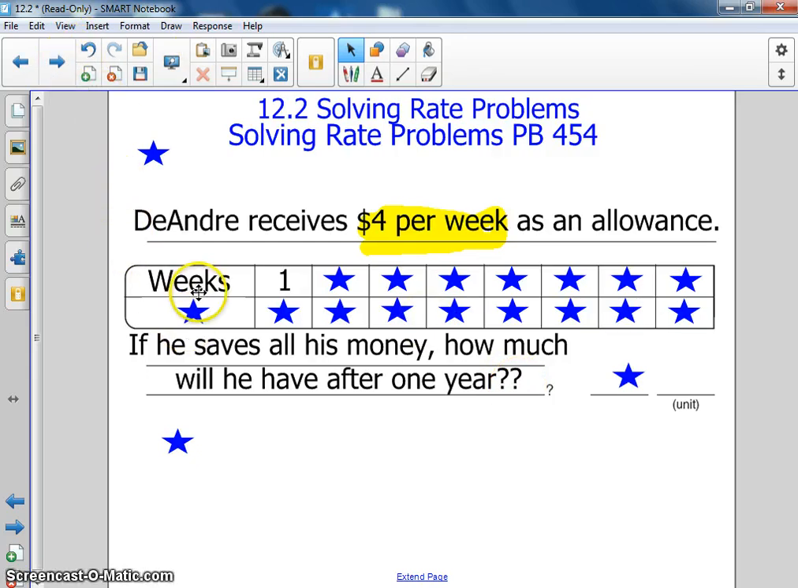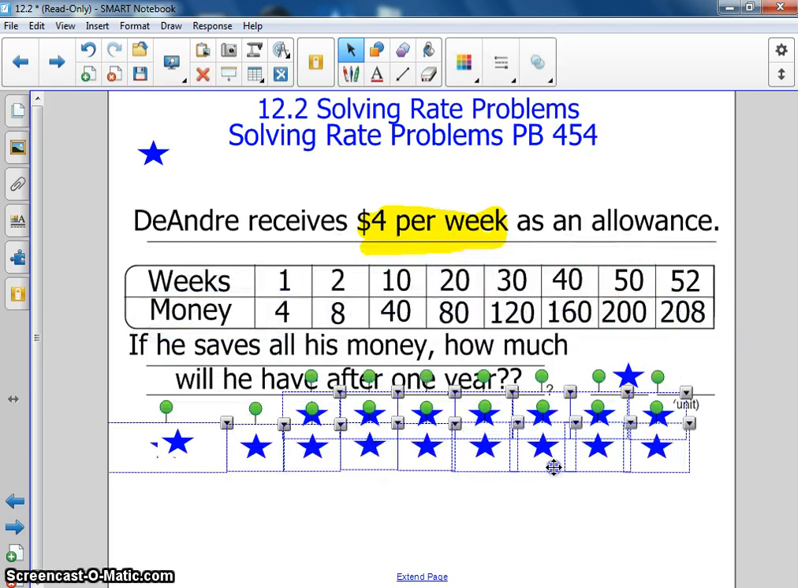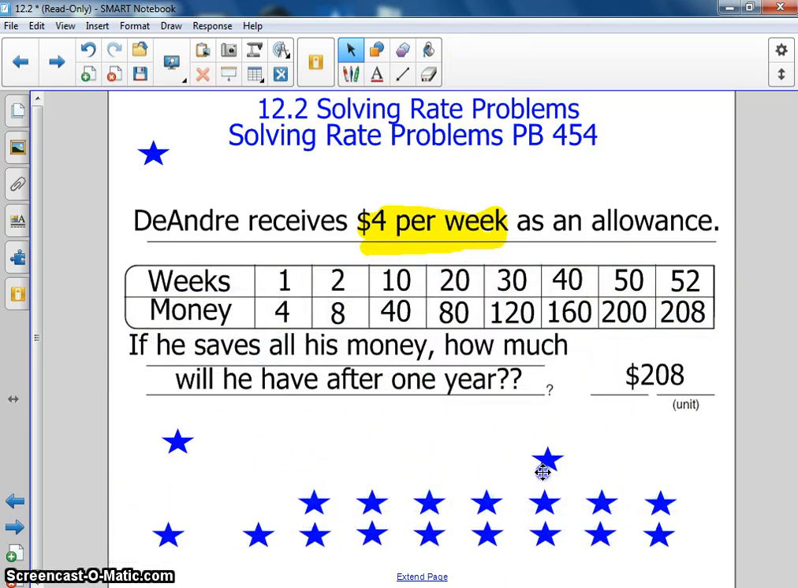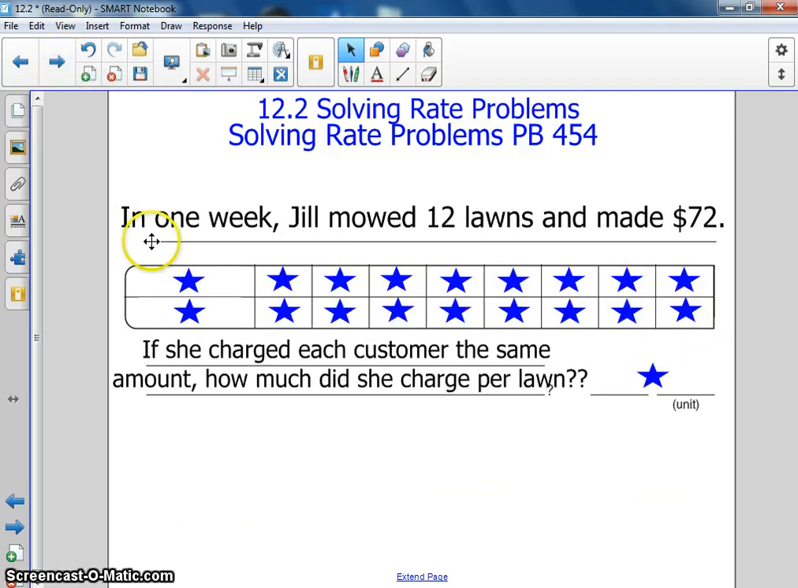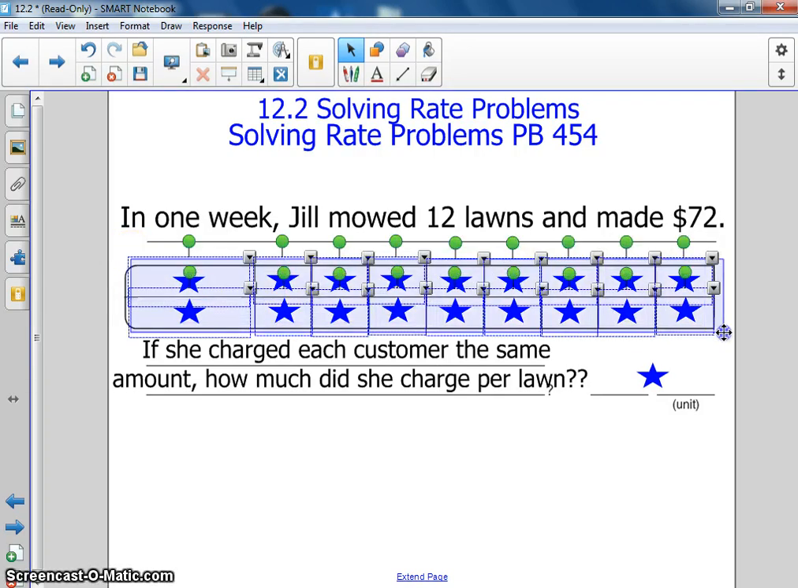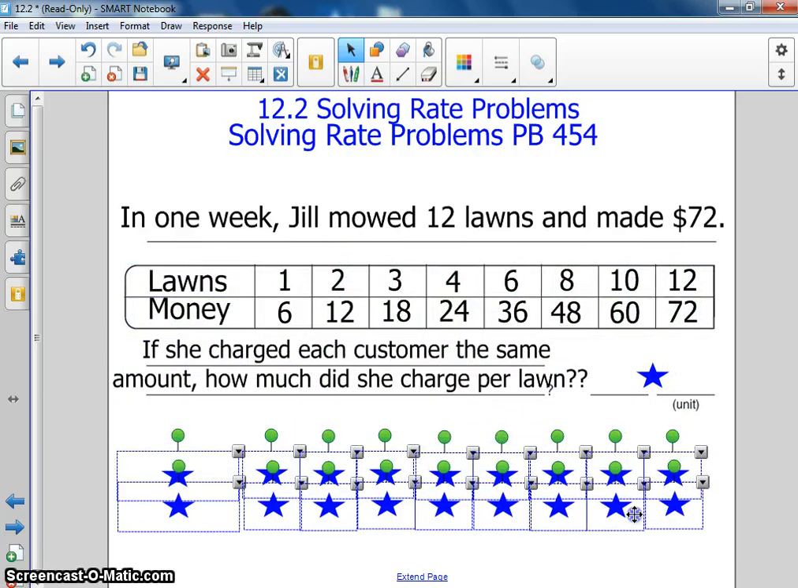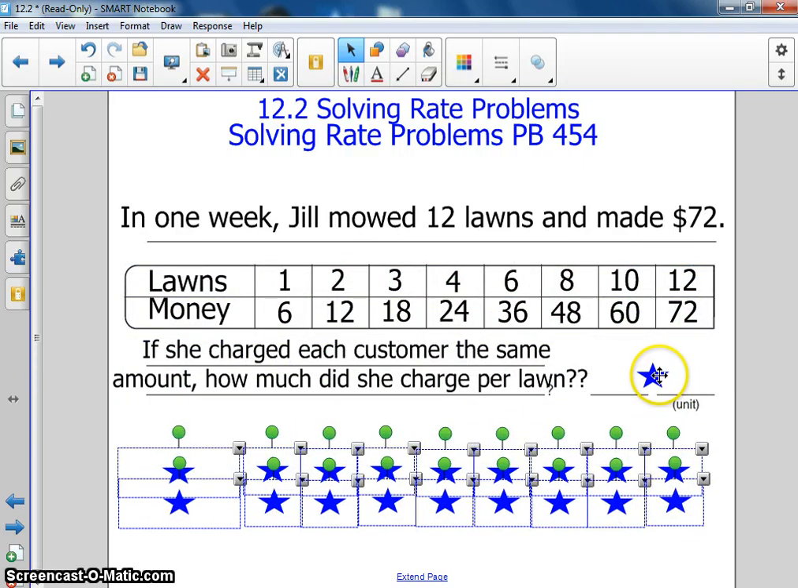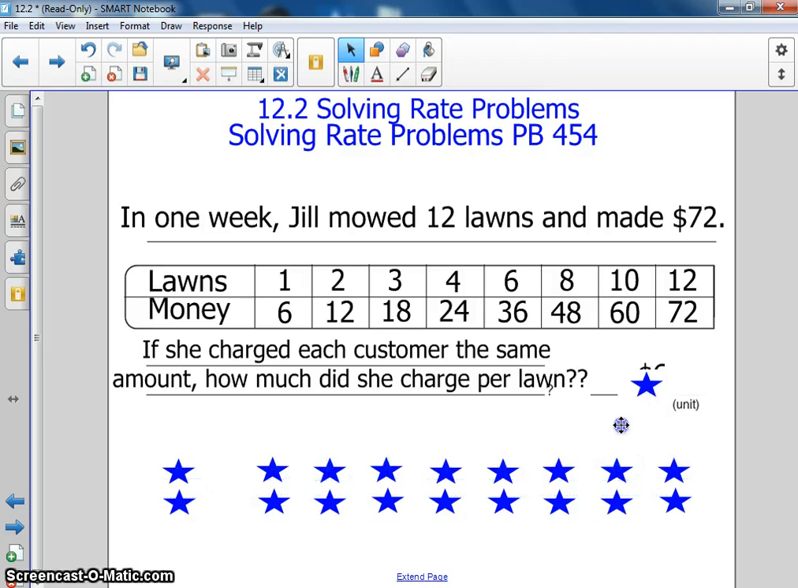Okay, you got it? Let's see how you did. And that would be it. Okay, you know $4 in 1 week, so 2 weeks would be $8, 10 weeks would be 40. 52 times 4 would give you 208. Okay, try this one on your own. Show the rate table. Pause, see how you did? Good. How much do you charge per lawn? It would be $6. You have this figured out, you're able to do everything else.